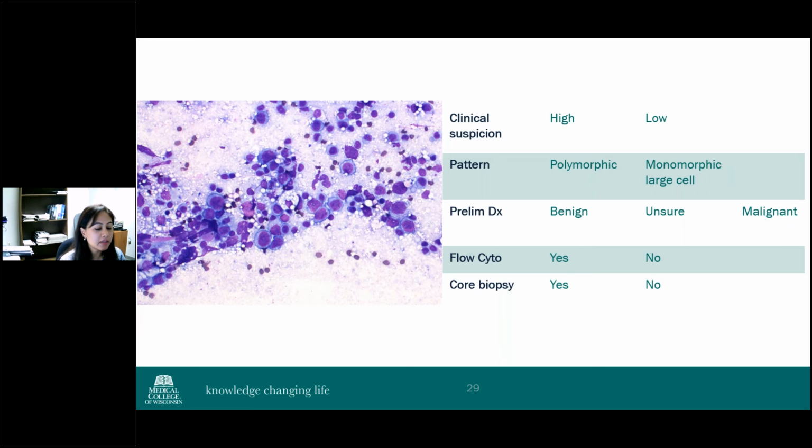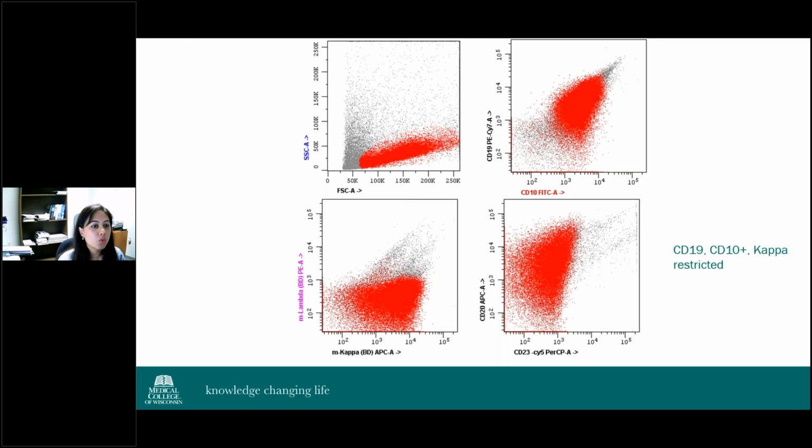So the pattern here was predominantly a large monomorphic cell pattern. If you look at the clinical suspicion for this case, it was high. The pattern, as already said, is predominantly large monomorphic. The preliminary diagnosis is that it is probably a malignant aspirate. Flow cytometry, yes, we should definitely get, as well as a core biopsy. This is what the flow cytometry on it looked like.